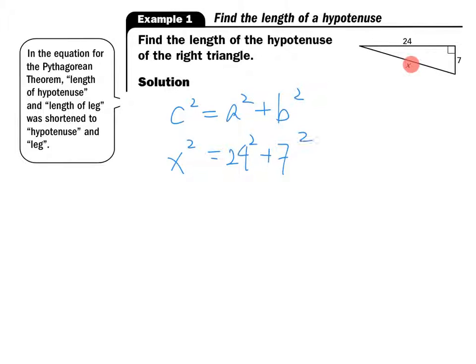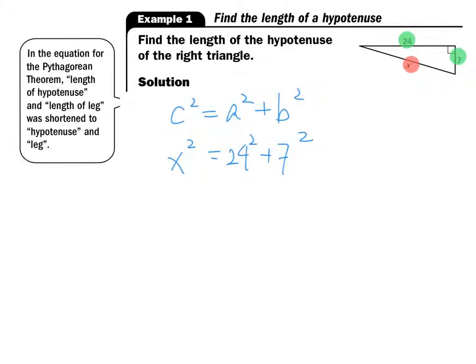b with 7. Notice that it really doesn't matter which one you label as a and which one you label as b in the Pythagorean theorem, because a plus b equals b plus a, so it really doesn't affect how you calculate the length of the hypotenuse.